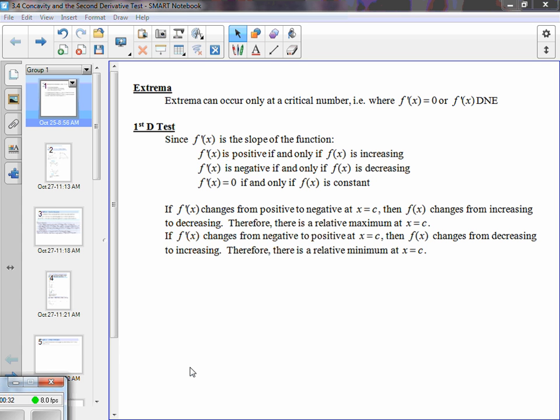So all the things, well, let me stop myself there. I don't want to get off on a tangent. So that's what we already know. Extrema occur at critical numbers. That's where f prime of x equals 0 or f prime of x does not exist.